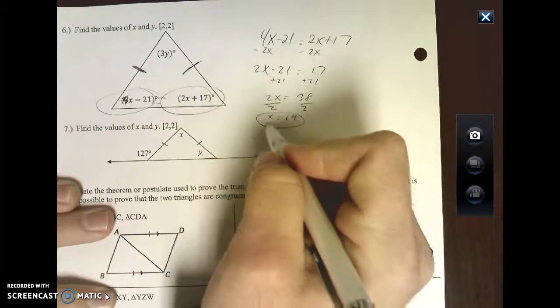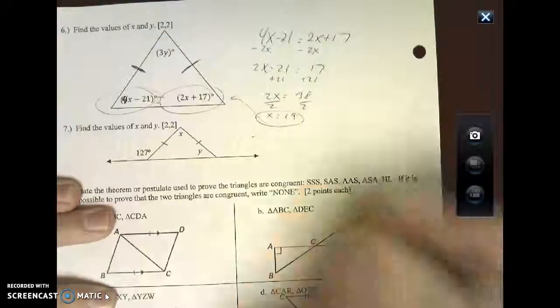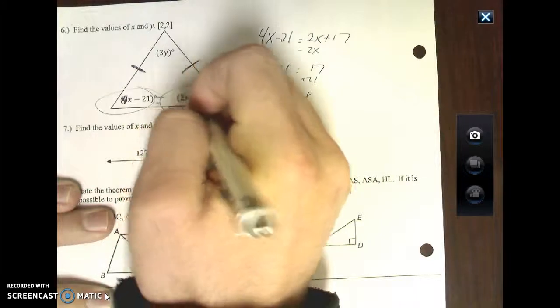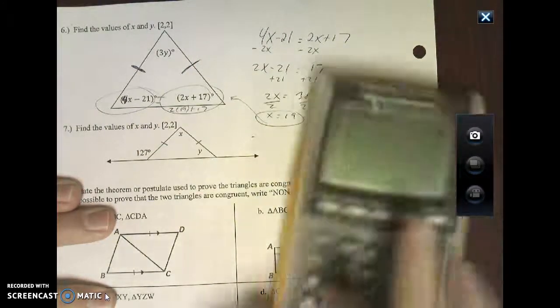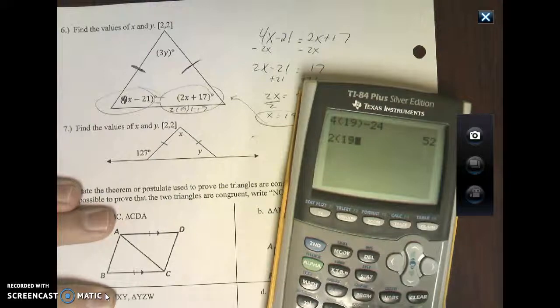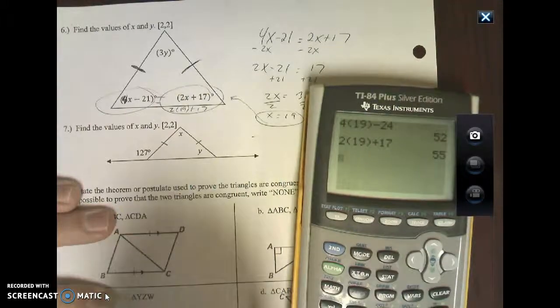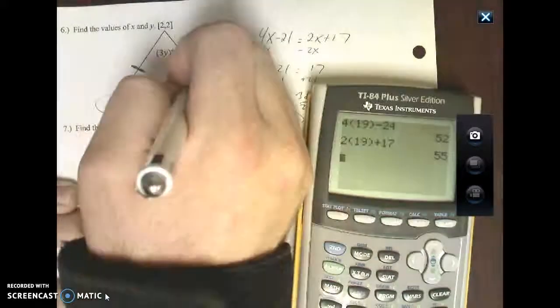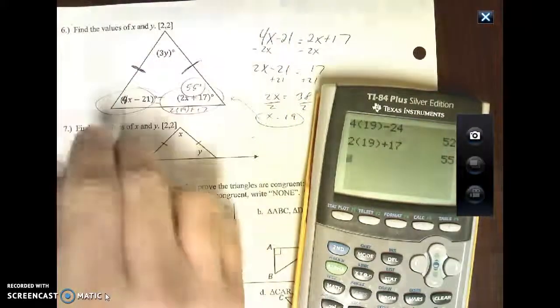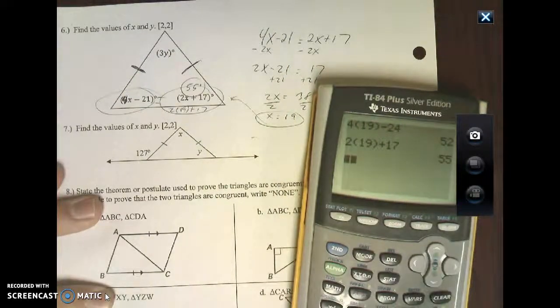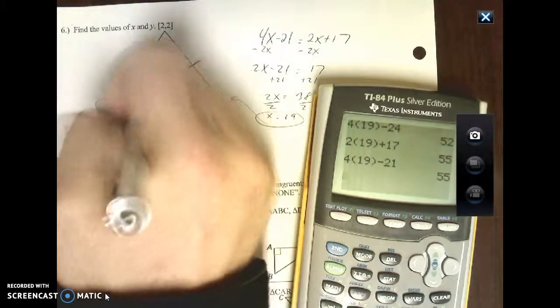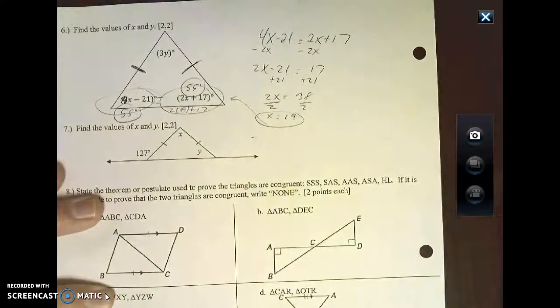If I take this and plug it back in, let's take a look at what happens. 2 times 19 plus 17 gives me 55 degrees. So I get 55 degrees right here. And then over here, if I do 4 times 19 minus 21, I get 55 degrees as well. Alright, now we're on to something.